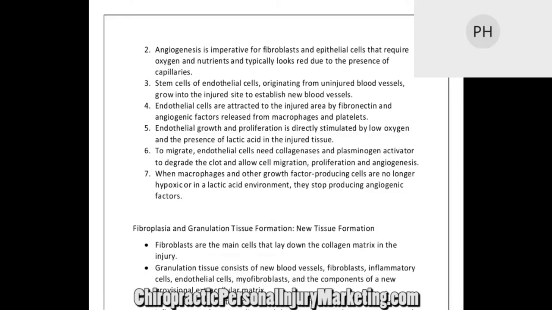So where do these blood vessels come from? They come from stem cells. Where do the stem cells come from? The endothelial cells. What stimulates that? Lack of oxygen.